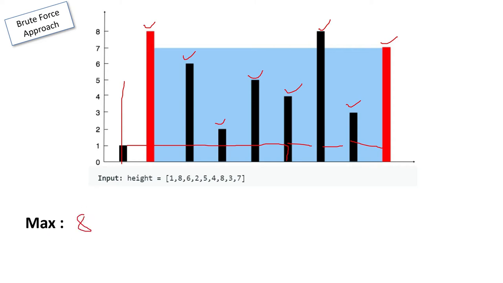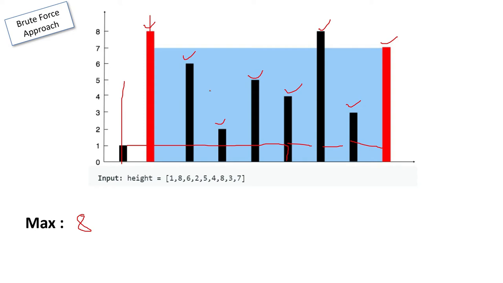Suppose I have updated that value. Now in a similar fashion, we can make this one fixed, then check for the other bars, get the maximum water it can hold and keep on updating this max value. So in this way we have to compare each and every bar with the other bars and check how much water it can hold.